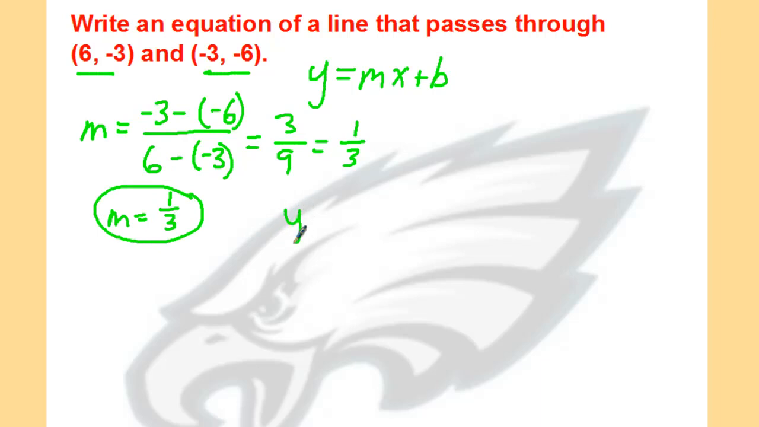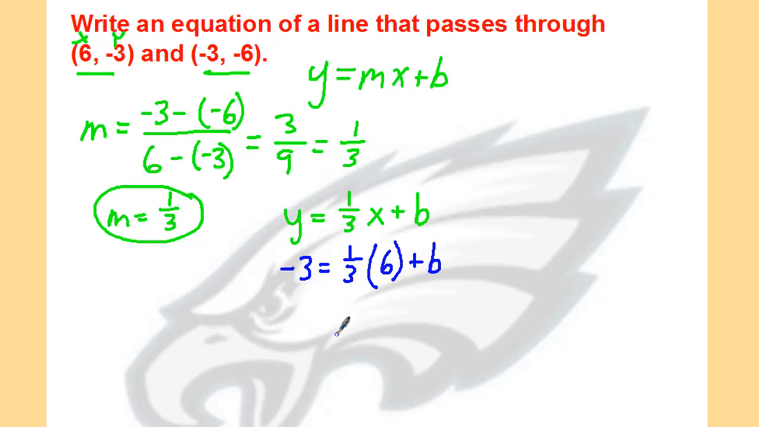So far we have y equals 1/3 x plus b. Now to determine my value for b, my y-intercept, I take either one of my points. It really doesn't matter which point. Remember, an ordered pair is your x value followed by the y value. So I'm going to take this information and replace the y with a -3, and replace the x with a 6. And this should be a pretty simple problem to then solve for b.